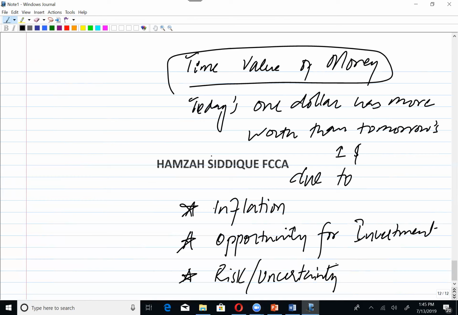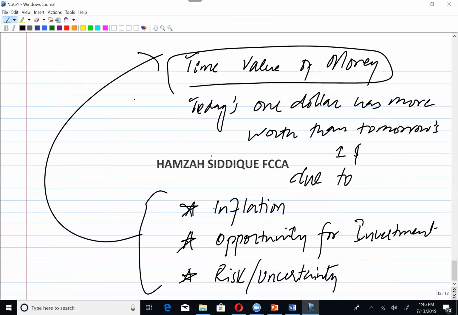So risk or uncertainty is there. Because of which today's value is higher. So these are three reasons which actually cause time value of money, that today's value is more than tomorrow's money. Now, I hope the concept of time value of money is clear.